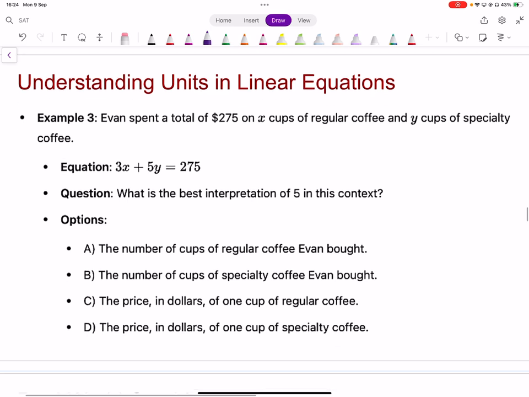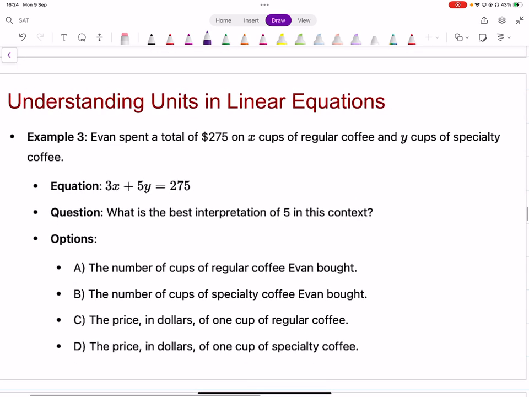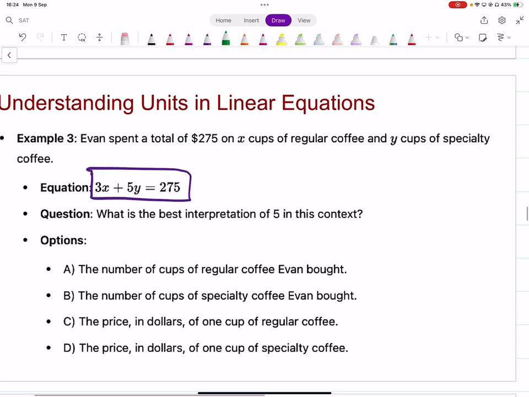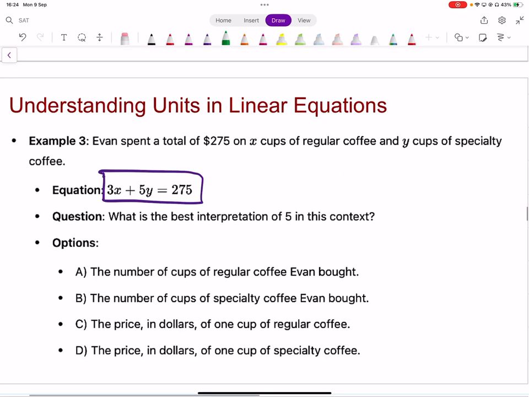Now, why is that important? Let's try to understand that using this example. So this person spent a total of $275 on X cups of regular coffee and Y cups of specialty coffee. This is the equation that represents this situation. They've given this equation. Okay. Now, what does 5 mean in this context? What does 5 mean in this context? Now, 275 is the total dollar amount that you have. Okay. That means every single term has the same unit.